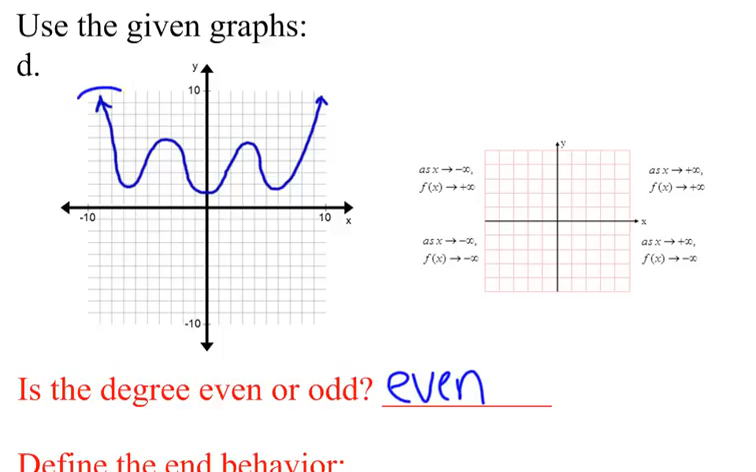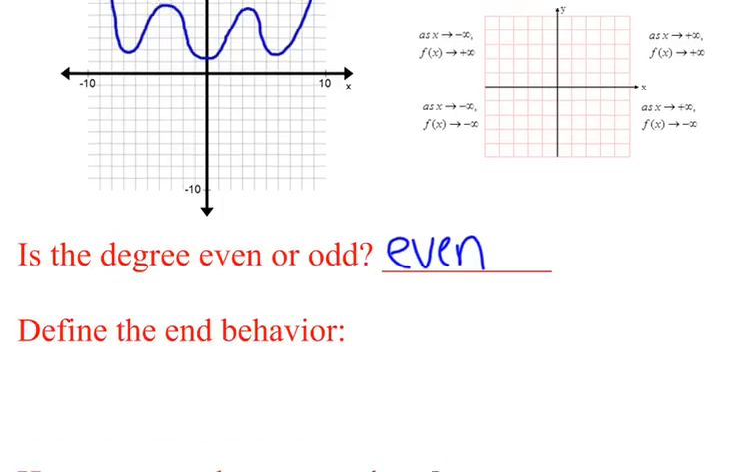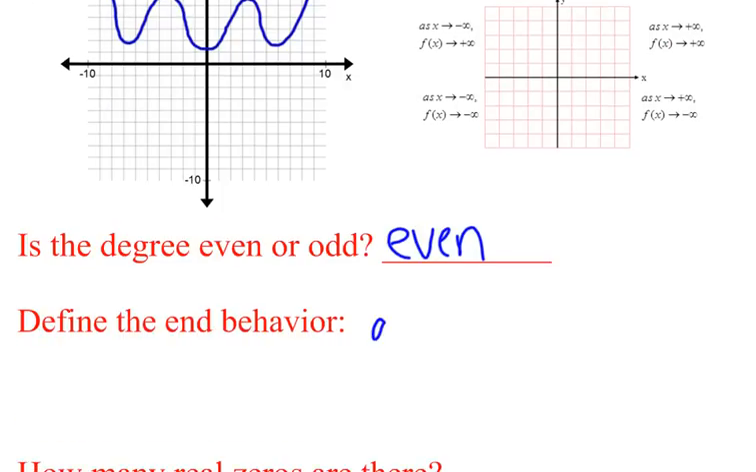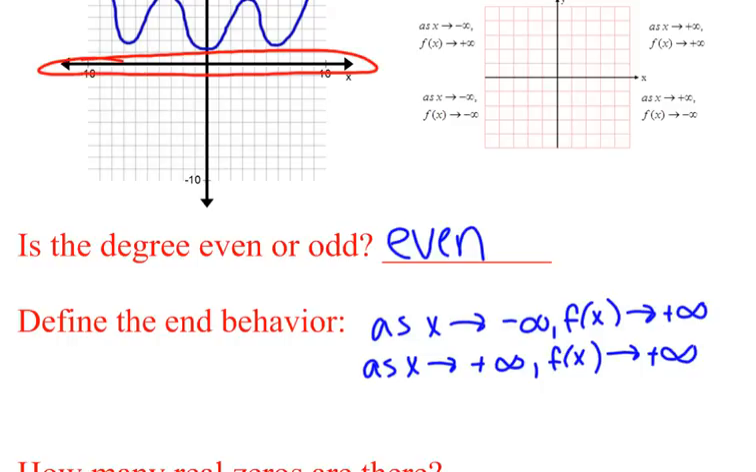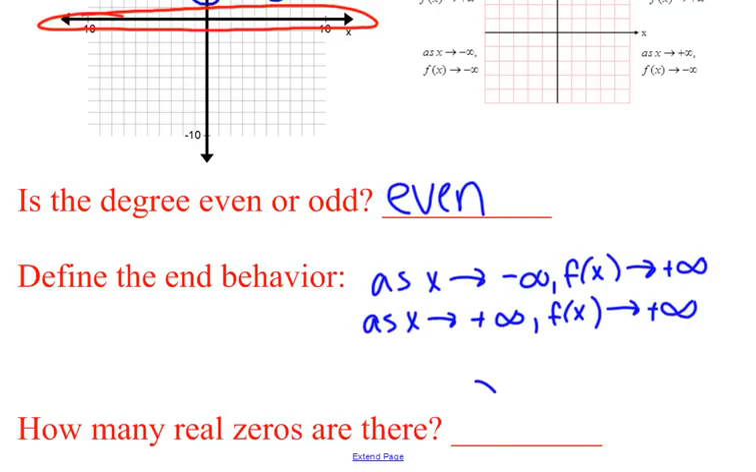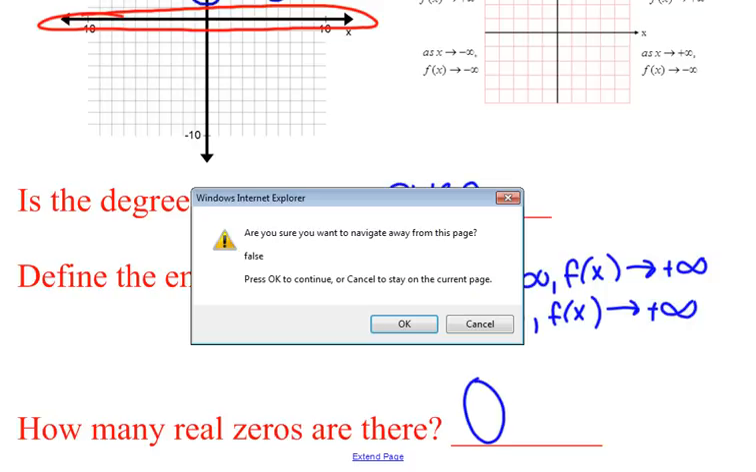The end behavior is in quadrant 2 and quadrant 1, so those are the 2 I would list. So as x approaches negative infinity, f of x approaches positive infinity, and as x approaches positive infinity, f of x approaches positive infinity. So that tells you the end behavior. How many real zeros are there? Where is this graph crossing the x-axis? Nowhere. So my answer for that would be 0, which means if I had this equation and I was going to solve it, I would get only imaginary solutions.